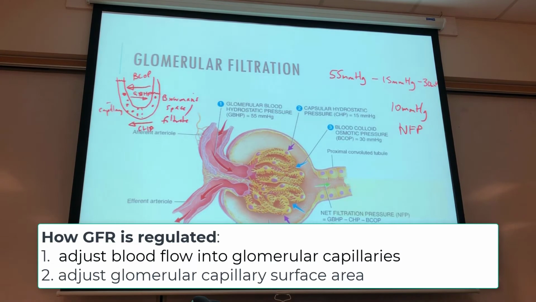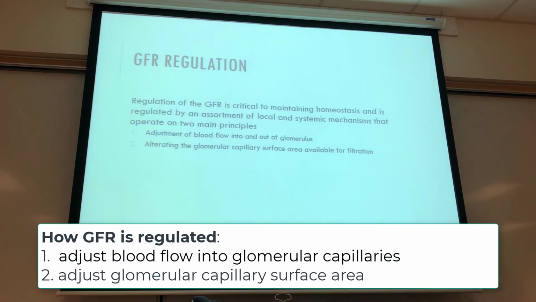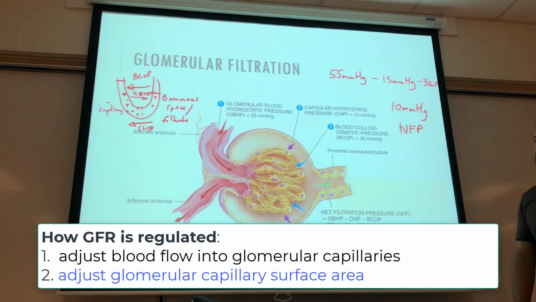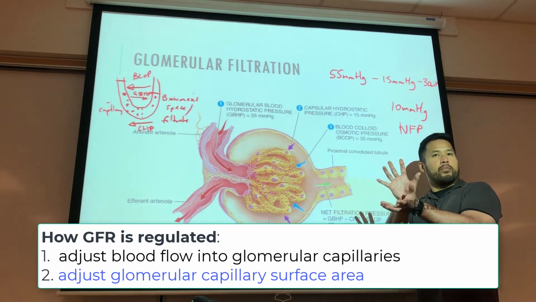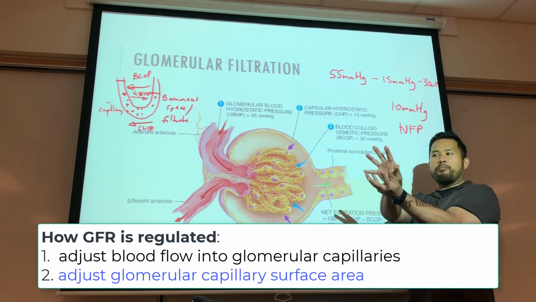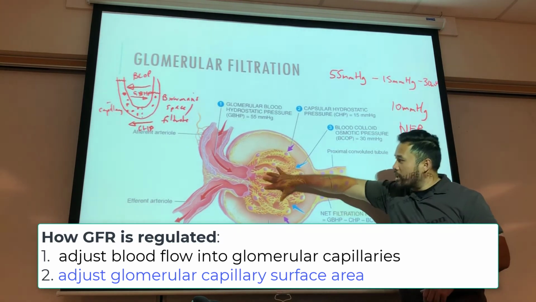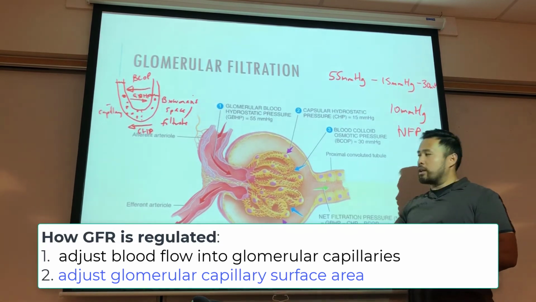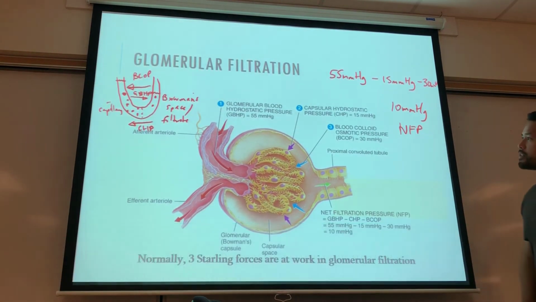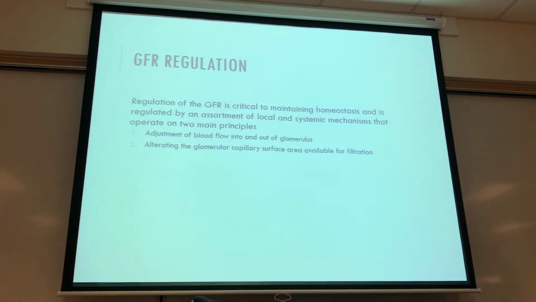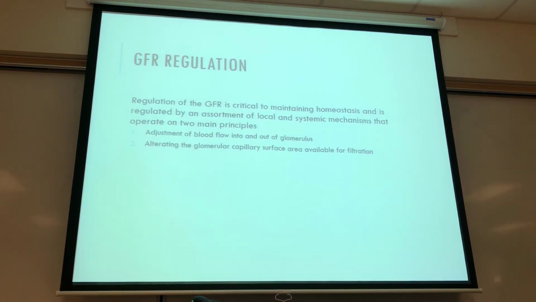The other mechanism that's present is altering the glomerular capillary surface area available for filtration. And what I mean by that is how much of the capillaries are exposed to allow filtration. If I want to reduce the amount of filtration, I can pull them back and reduce the surface area of all these capillaries. If I want to increase filtration, I can open it right back up. So those are the mechanisms. These are the efferent ways of adjusting the glomerular filtration rate.